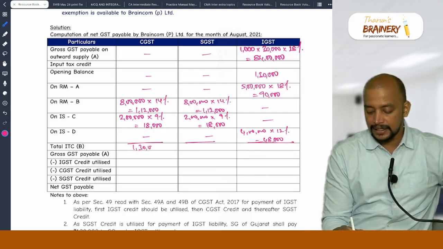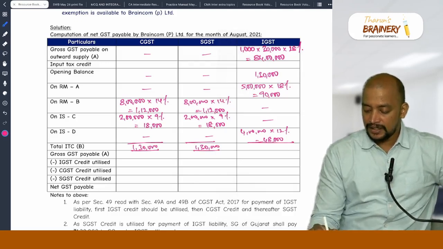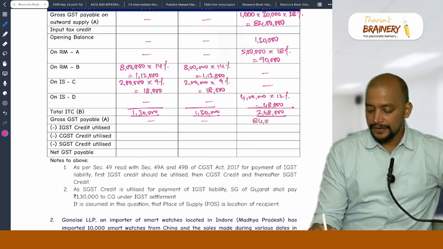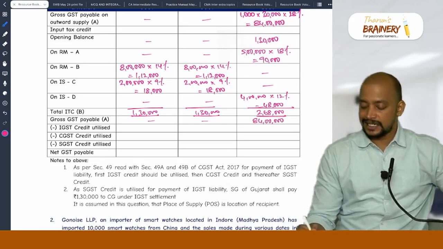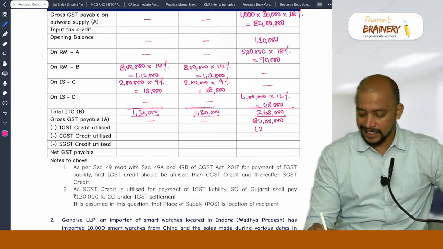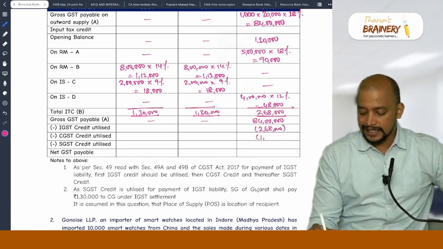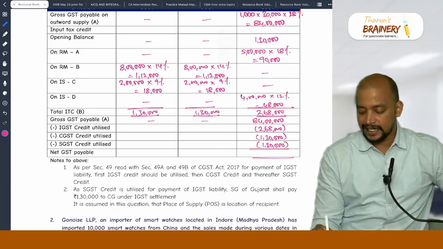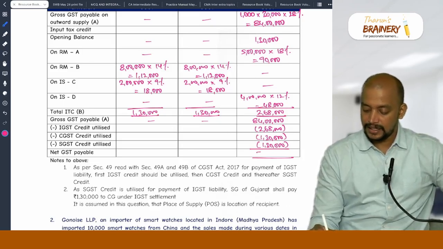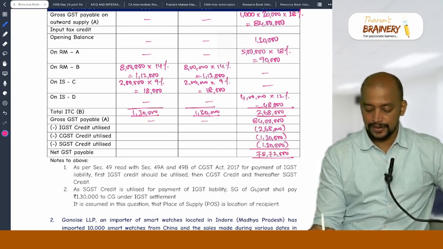Now you see what is the total ITC. CGST 1,30,000, SGST 1,30,000, and IGST will be 2,68,000. Now, gross GST payable is 84 lakhs. Which credit you need to use first? IGST credit. Rule 4, principle 4. All credits, I have only one liability. So first IGST credit 2,68,000, and then CGST credit 1,30,000, and then SGST credit 1,30,000. So finally 78 lakhs 72,000. So that is the net GST payable.